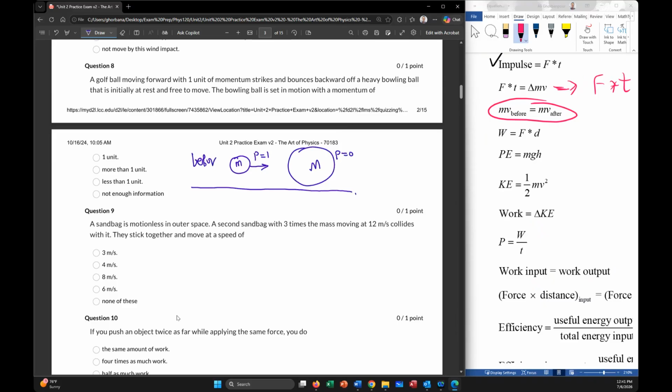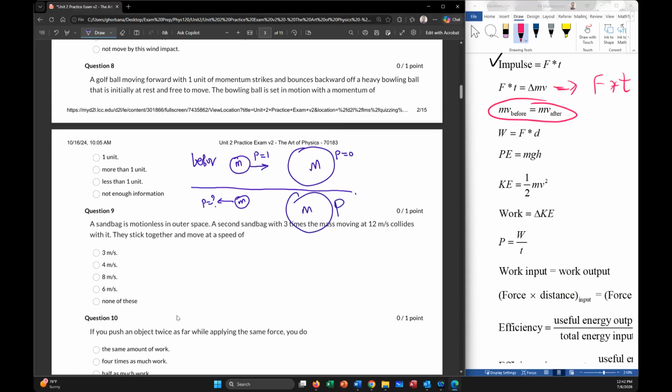What happened after? It is telling us that the 1 unit of momentum ball bounces backward. So this one bounces backward. But what is the P? I don't know. What happened to the bowling ball is not stated, but it is telling us that this big one will have a new P.